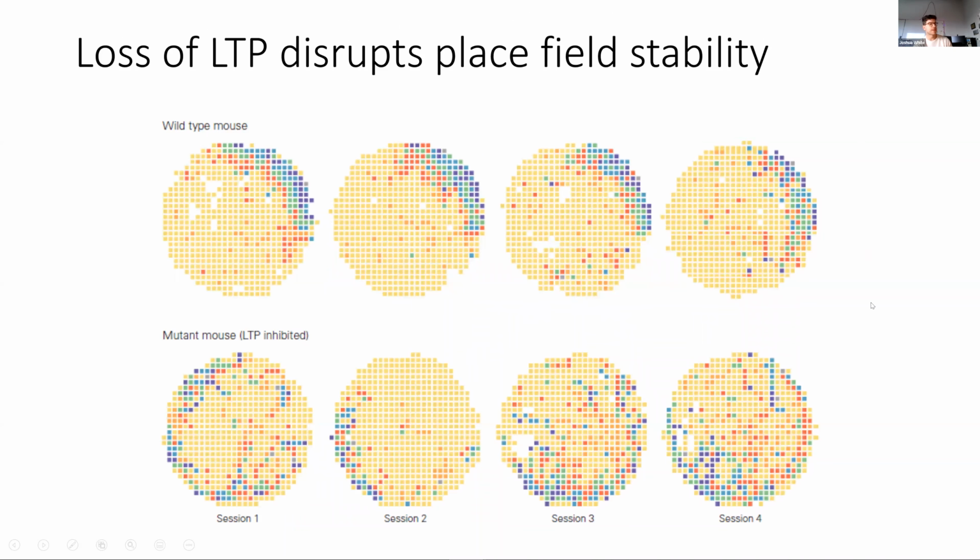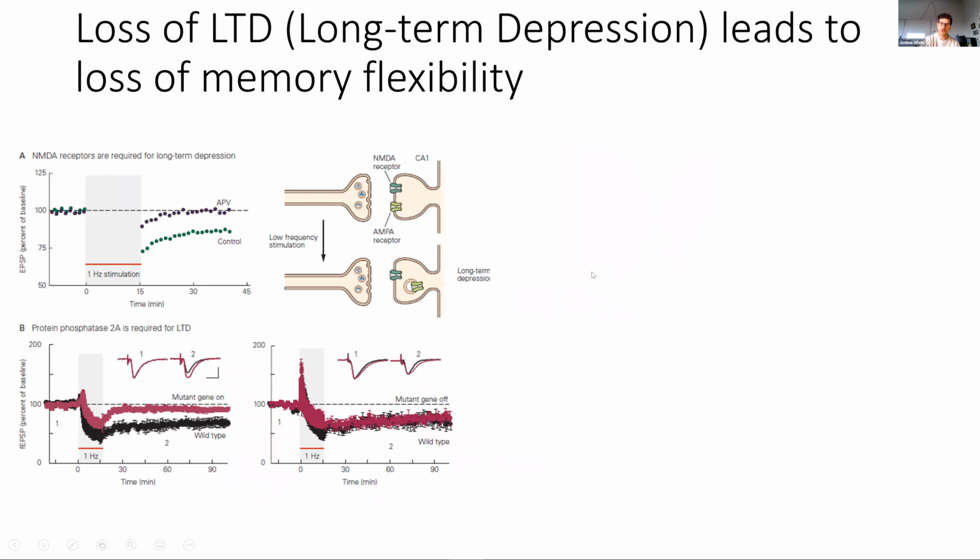Okay, but we'll get back to that in a second. I'm going to first show you the other option. So you have LTP, which is a potentiation of a signal, but you sometimes may also need to turn down a connection and weaken that connection. And that would be through the process of long-term depression. So you have long-term potentiation to increase, long-term depression to decrease connection.